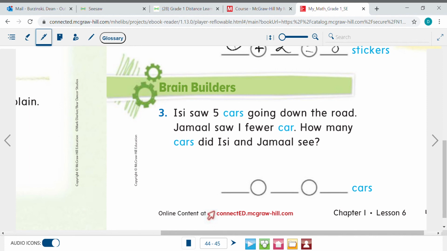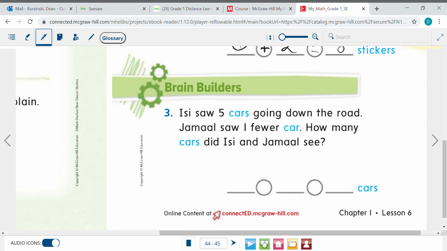Brain Builder. I'm not sure about this pronunciation, but I'm going to say Isai. I think maybe it's Isai. He saw 5 cars going down the road. Jamal saw 1 fewer car. Ooh, this is going to take some thinking. How many cars did Isai and Jamal see? Well, that's what we're going to circle.